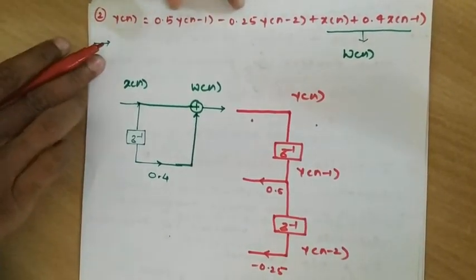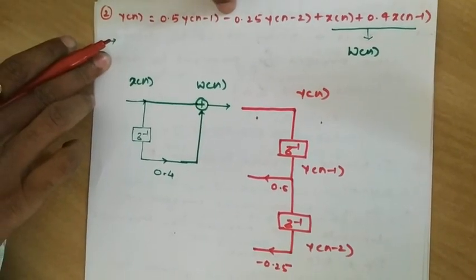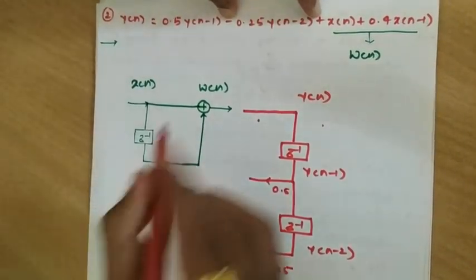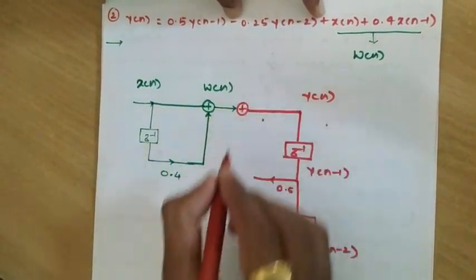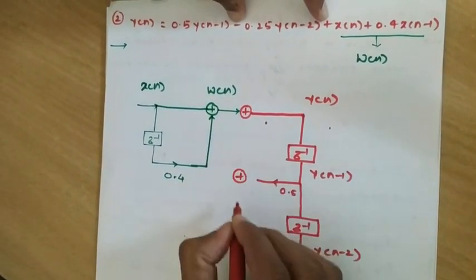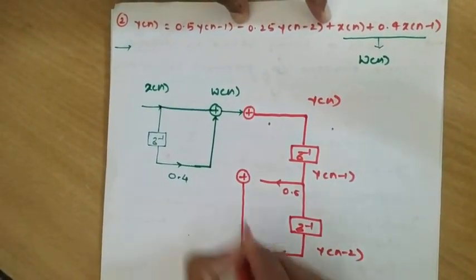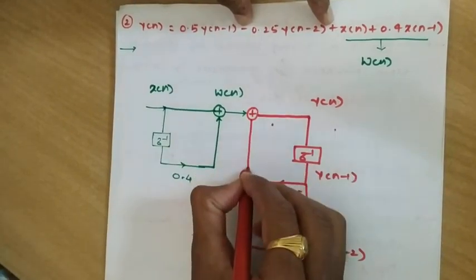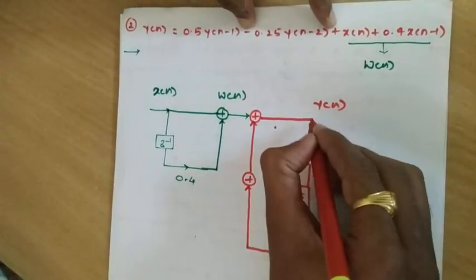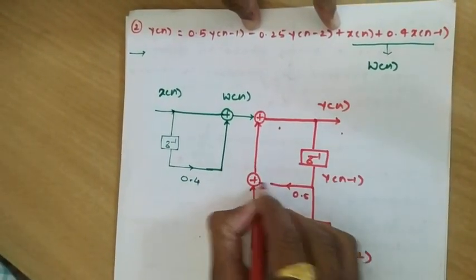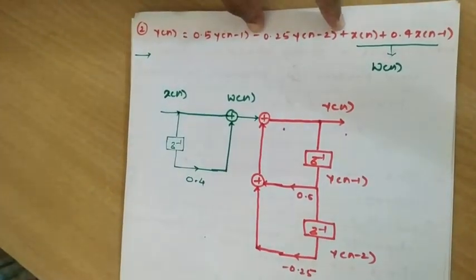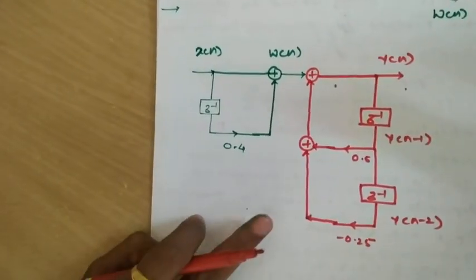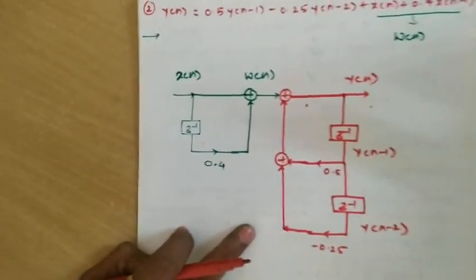As far as this equation is considered, we need two adders only. This is plus and this is plus. So we'll use one adder here, one more adder here, and the final element is added in the similar fashion. This becomes y of n, and these terms are added. So this becomes the direct form 1 realization of the given difference equation.